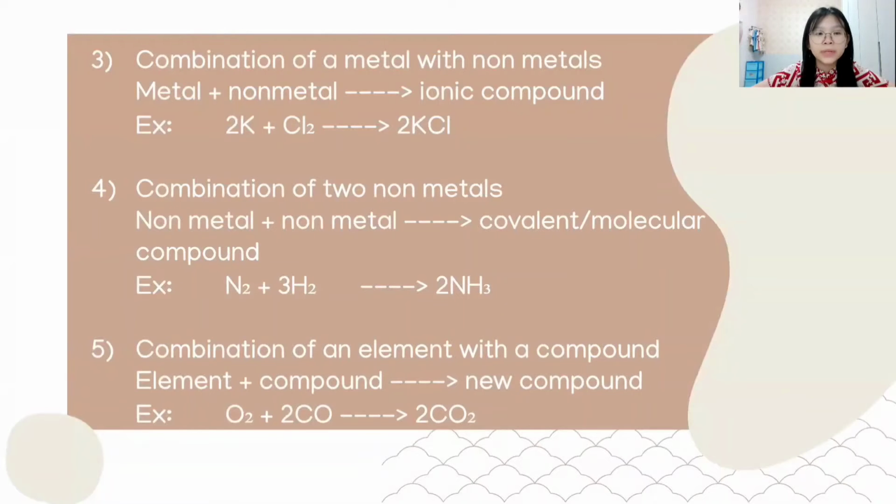Number 3, we have combination of a metal with a non-metal, with the general equation of metal and non-metal yields ionic compound. Example, 2 moles of potassium when reacts with chlorine gas yields 2 moles of potassium chloride. Number 4, combination of two non-metals with the general equation non-metal plus non-metal forming covalent or molecular compound. Example, nitrogen gas when reacts with 3 moles of hydrogen gas yields 2 moles of ammonia.